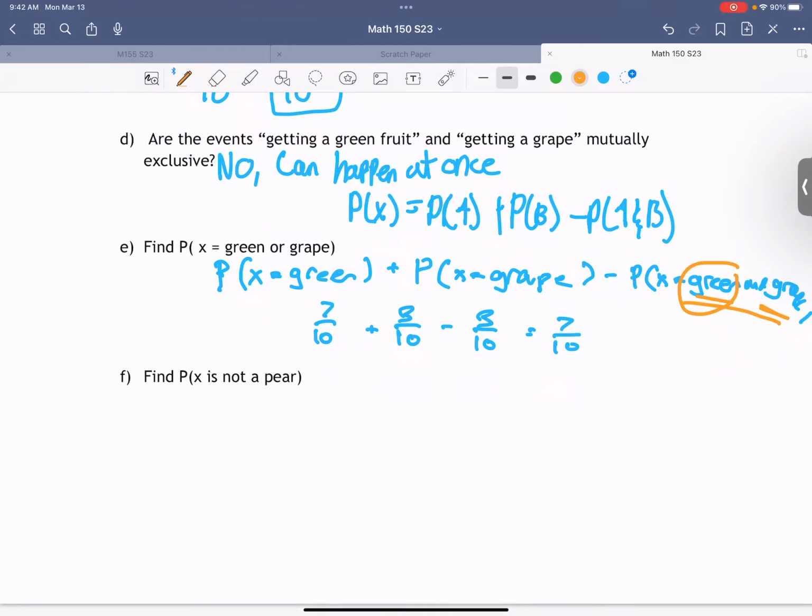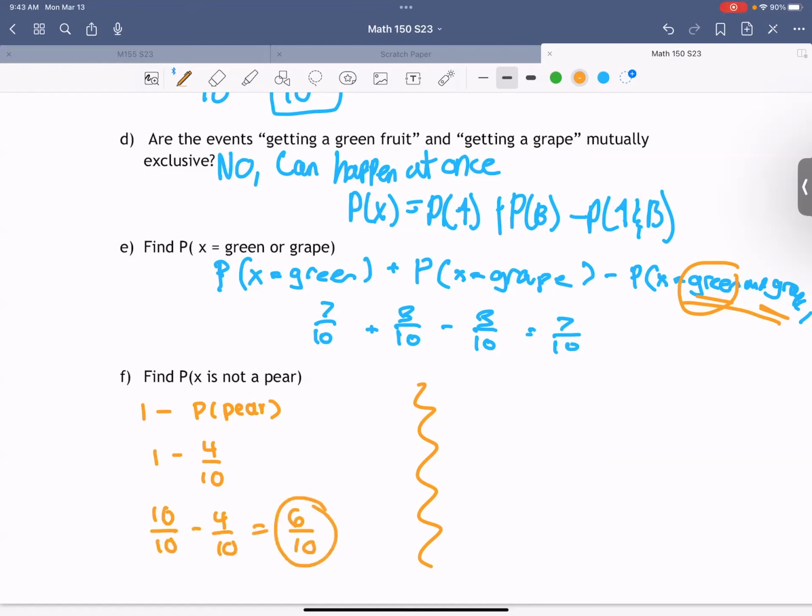How did anyone do this question? Melanie. So I did it both ways, since we only did rule 3 and rule 1. For rule 3, it was 1 minus P(pear), so that's 1 minus 4 over 10. To subtract it, we would just change 1 to 10 over 10, and then it would be 6 over 10.